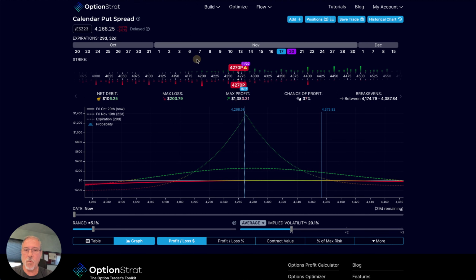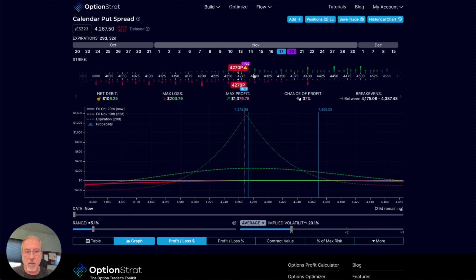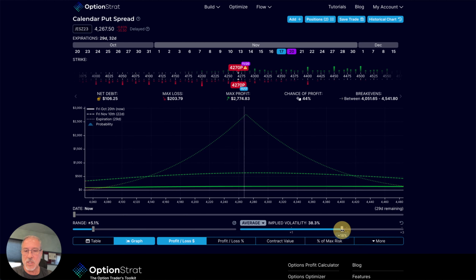Now, I want you to look at one other thing here as well, because many people think that calendars are a positive Vega trade, meaning if you get into a calendar, many people will enter them in low volatility, thinking that if you get into them in low volatility and volatility increases, that calendar is going to become more valuable. And the reason they think this is on most programs, when you come in and you slide this slider, you can see that this shows that this thing moves into profitability fairly quickly.